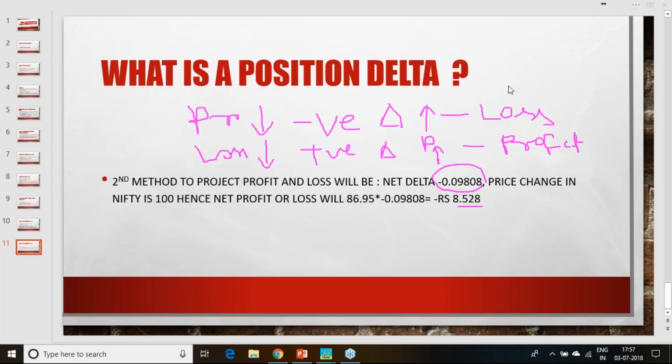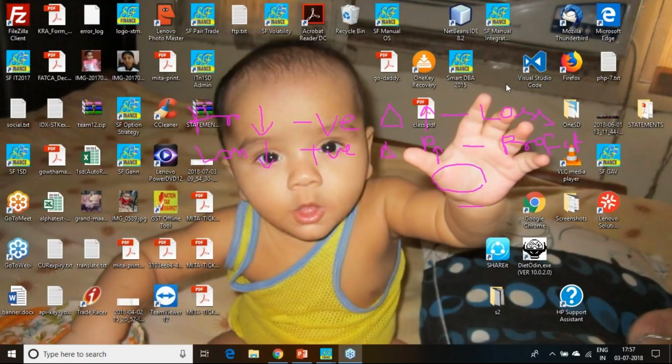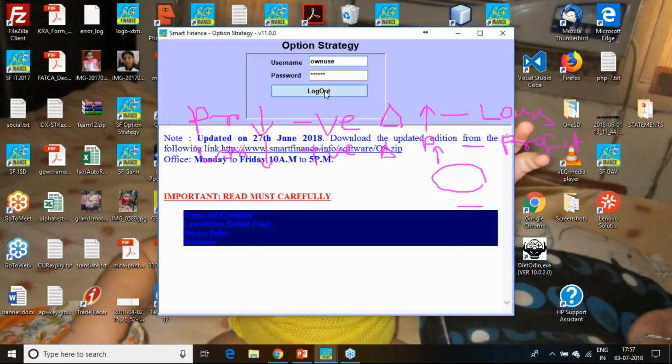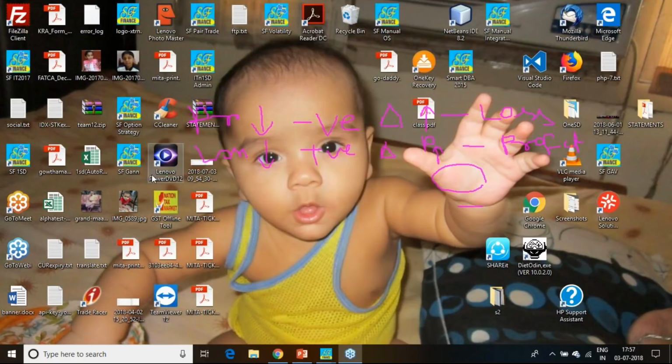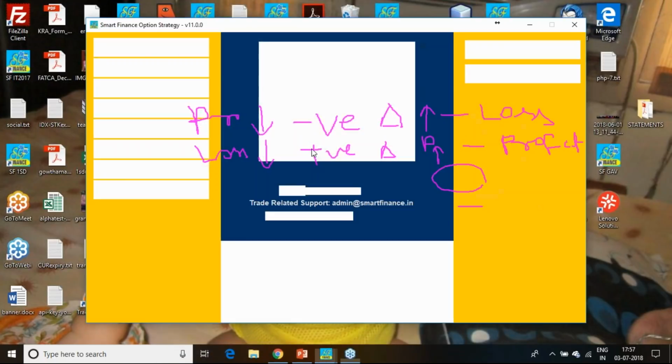However, if you are using our option strategy tool, you get a delta scanner, you get a net delta analyzer, or you get a net Greek analyzer. So if you are using our option strategy tool, how does it help?